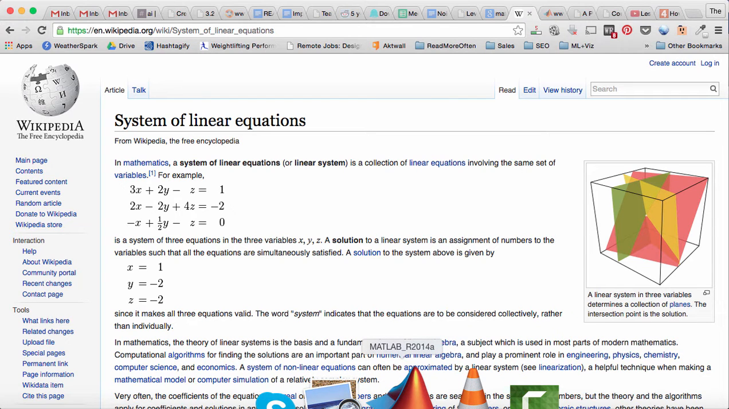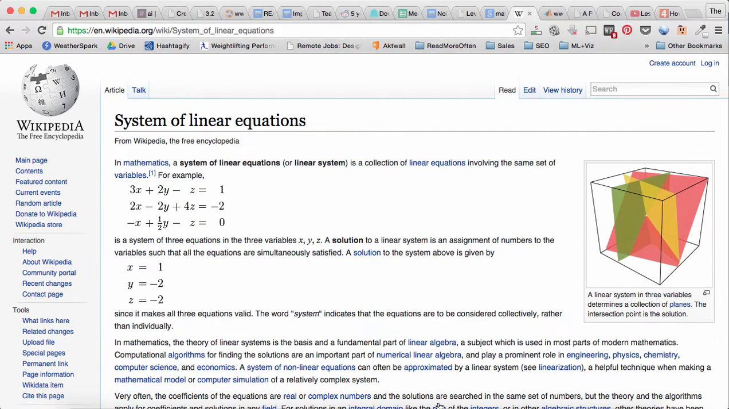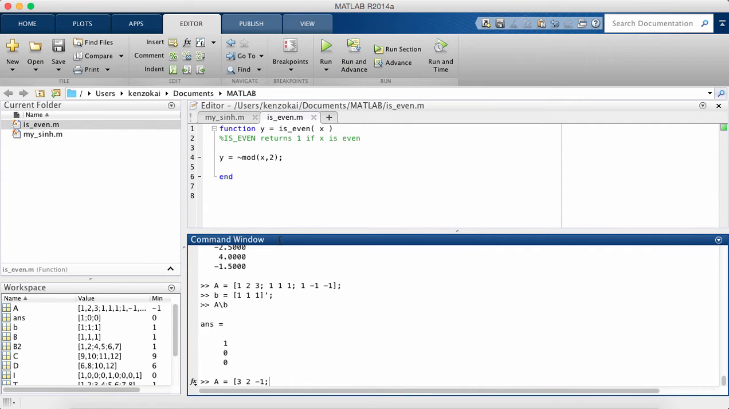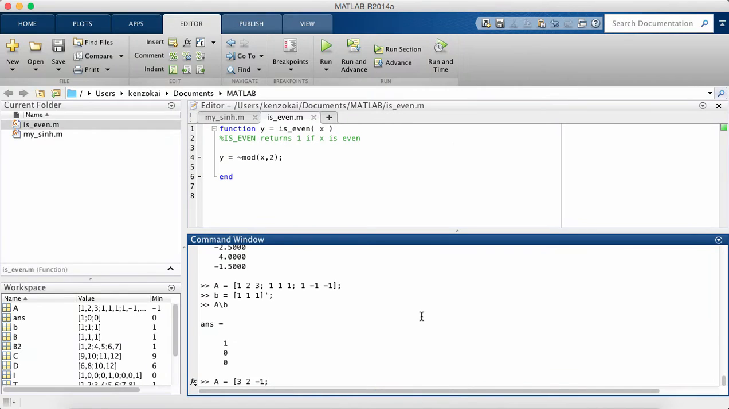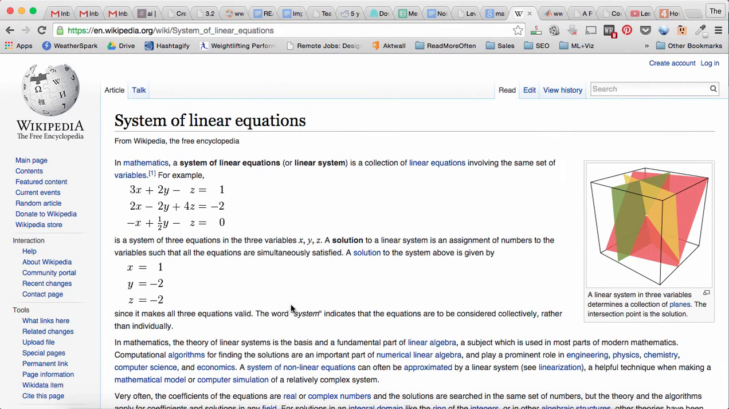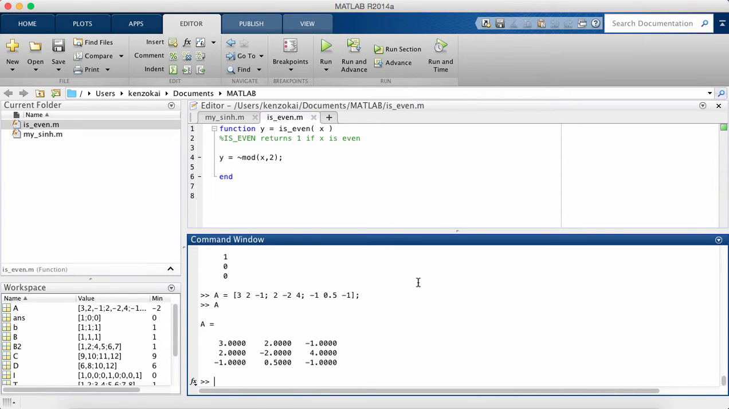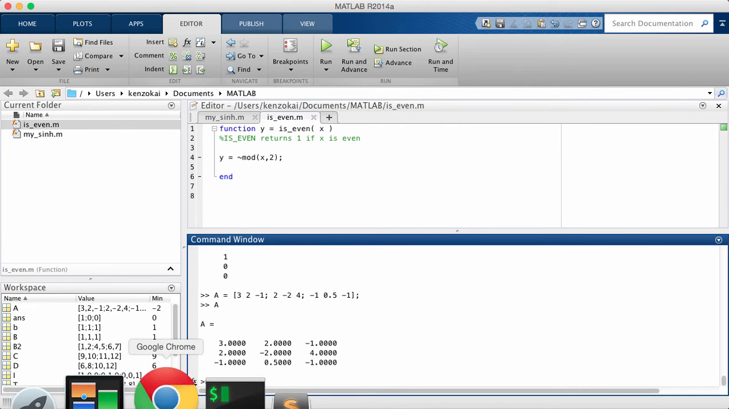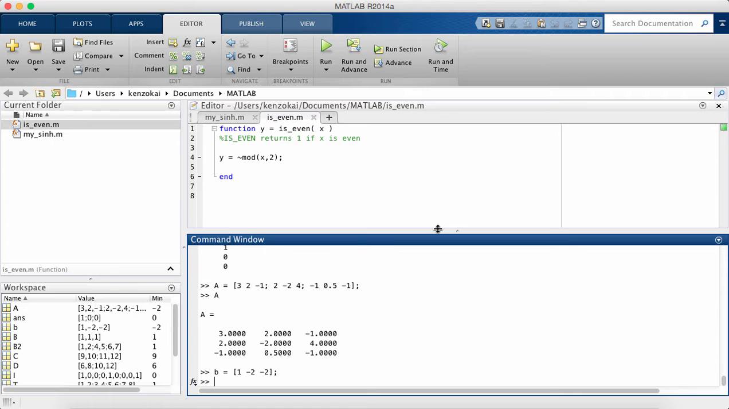So in this example, A would be 3, 2, minus 1; 2, minus 2, 4; minus 1, half, minus 1. Okay, so that's A. B is 1, minus 2, minus 2.